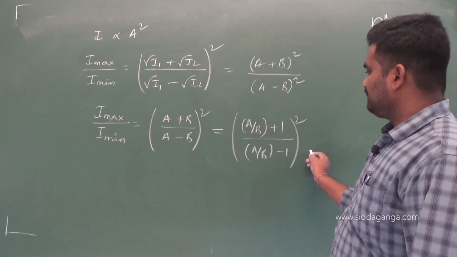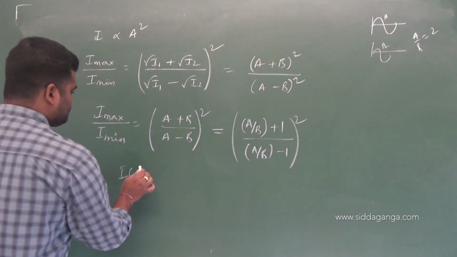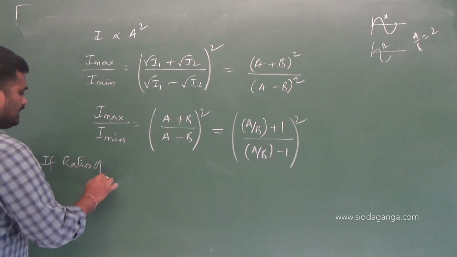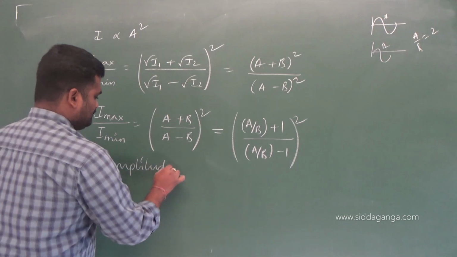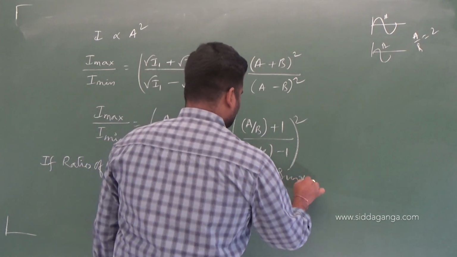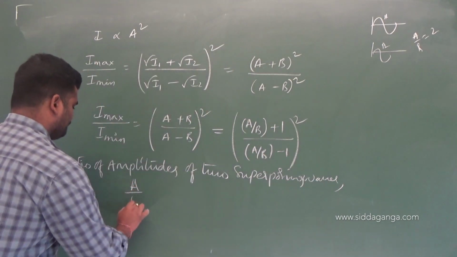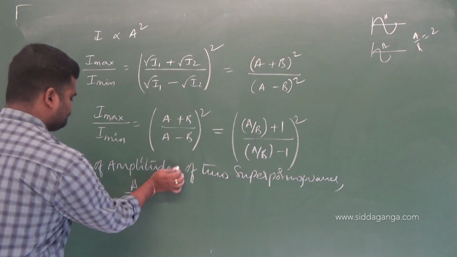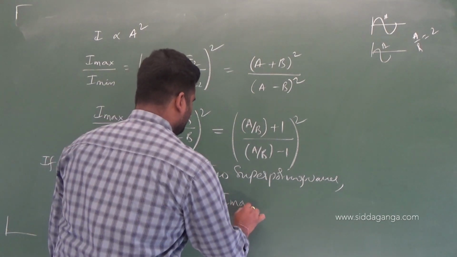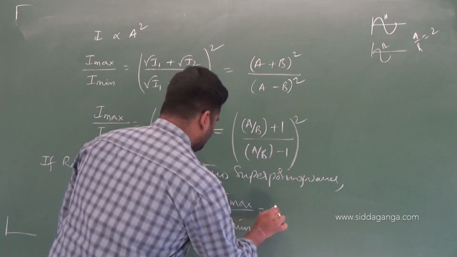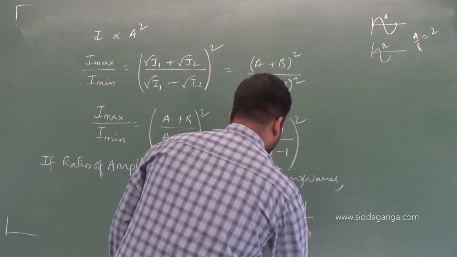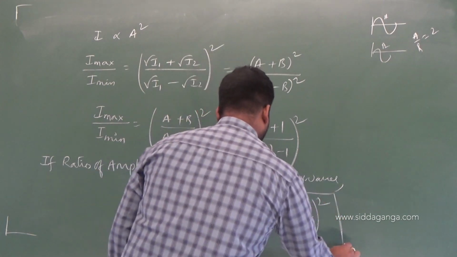In that case, if the ratio of amplitudes of two superposing waves, A by B, equals some X, or some Y, any value you take, then the ratio of maximum to minimum intensity, when the two waves interfere constructively or destructively, will be equal to Y plus 1 divided by Y minus 1, whole square. This is one more short form which you have to remember.